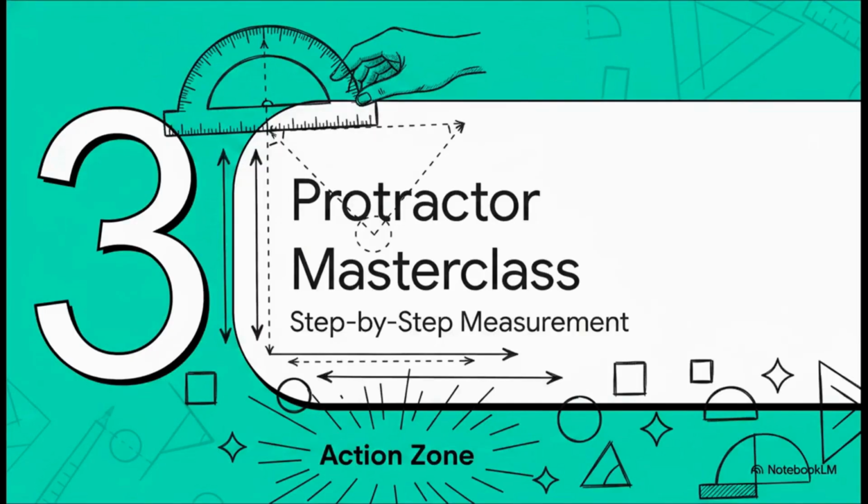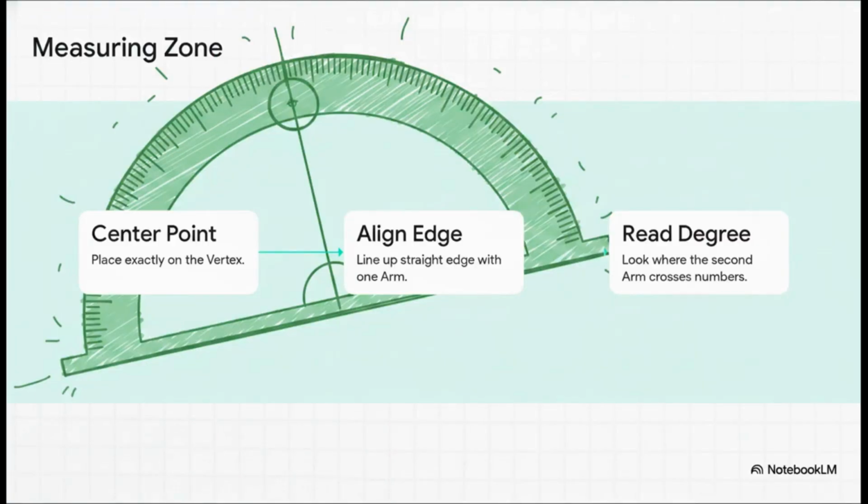Section 3, the Protractor Masterclass. Let's do some step-by-step measurement. All right, grab your protractor because we are entering the action zone. I want you to literally imagine sliding your protractor onto the page right now. Step 1. Place that little center target right smack on the vertex. Step 2. Physically rotate the protractor so the bottom straight edge, the 0-degree baseline, lines up perfectly flat with one of the arms. Step 3. Run your eyes up the second arm and see exactly where it crosses the curved numbers on the outer edge. Boom. That number right there is your exact degree measure.